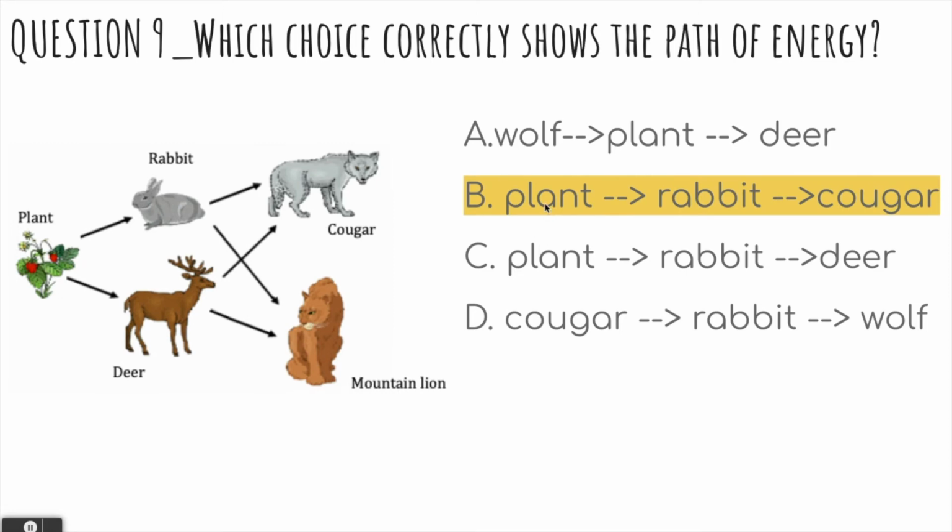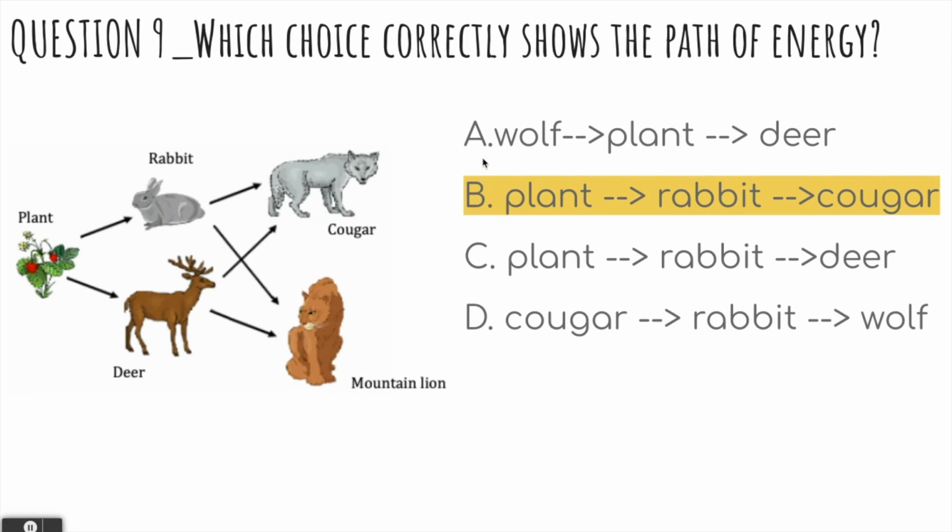If you said plant, rabbit, cougar, that is correct. When we follow the arrows on our food web, we see that it starts with the plant, the rabbit eats the plant, then we follow this arrow to see if the cougar eats the rabbit. That is showing how the energy from a plant goes through a rabbit to a cougar.